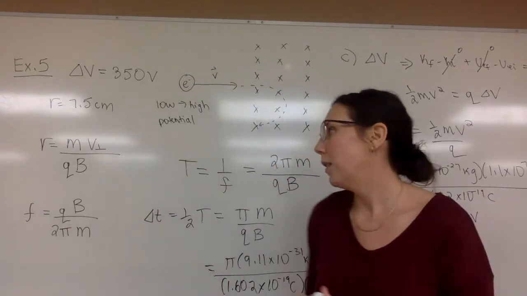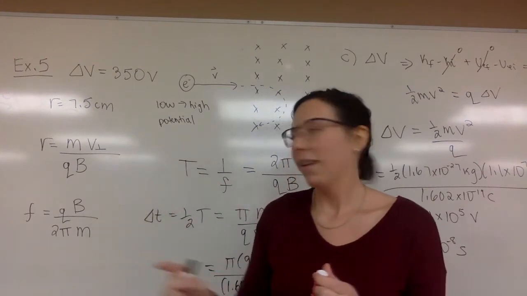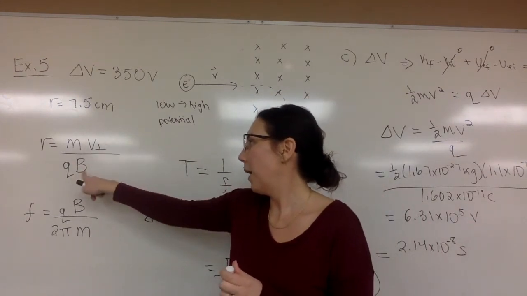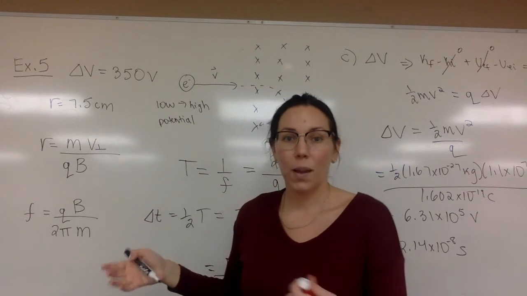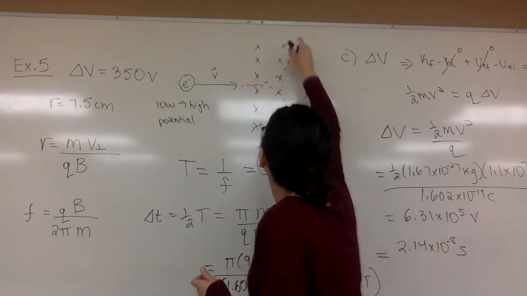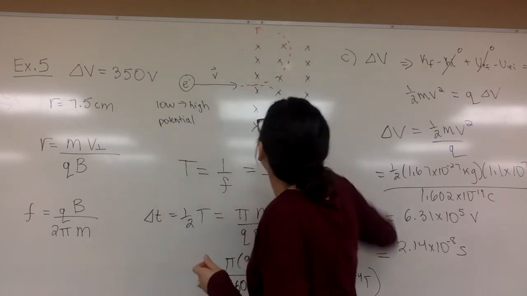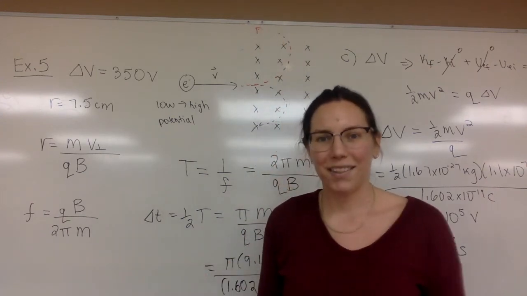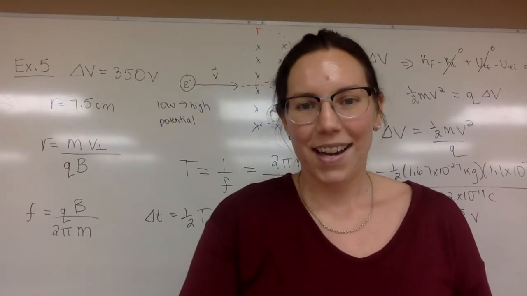Also, its radius will differ because we have the same speed, Q and B, but the mass is larger, so it will have a larger radius in the field. So maybe something like that, so that it's a little bit larger and going in the opposite direction. Okay, I hope that helps.